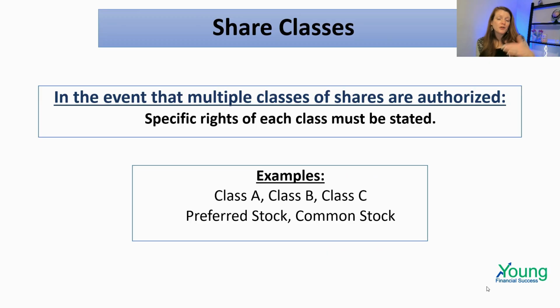You may see preferred versus common stock. A big one that we see is Berkshire Hathaway. They have their A shares and their B shares. Their A shares, they've never split those.